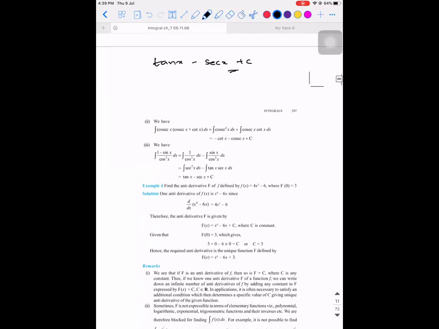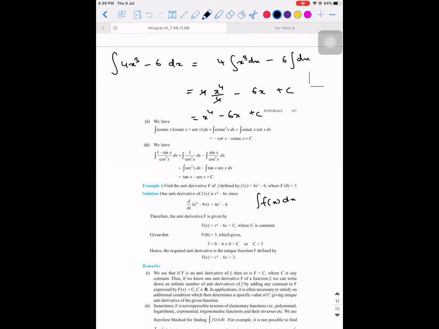So what is the integral of f of x dx? See, don't look at the solution. Integral of f of x dx, what is it? Integral of 4x cube minus 6. So 4 into integral of x cube minus 6 into integral of dx. So 4 into x power 4 by 4 minus 6x plus some constant, right? So 4 and 4 will get cancelled. It will be x power 4 minus 6x plus some constant. This is what capital F of x is, right? So what is capital F of 0 given as?